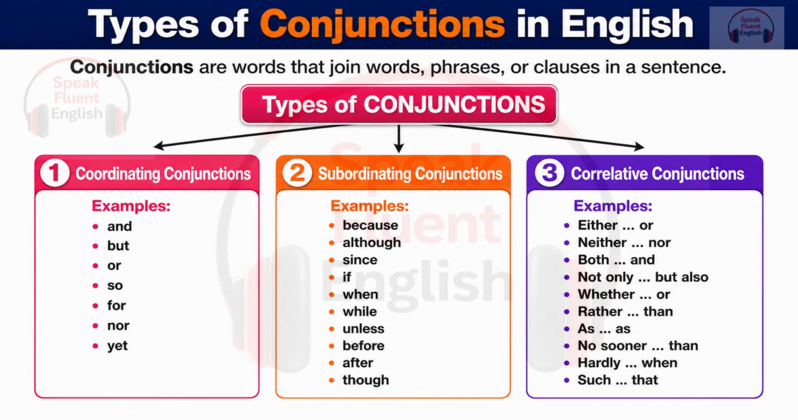2. Subordinating conjunctions. Next, we have subordinating conjunctions. These connect a dependent clause to an independent clause and show relationships like time, reason, condition, or contrast. Common examples are because, although, since, if, when, while, unless, before, after, though.